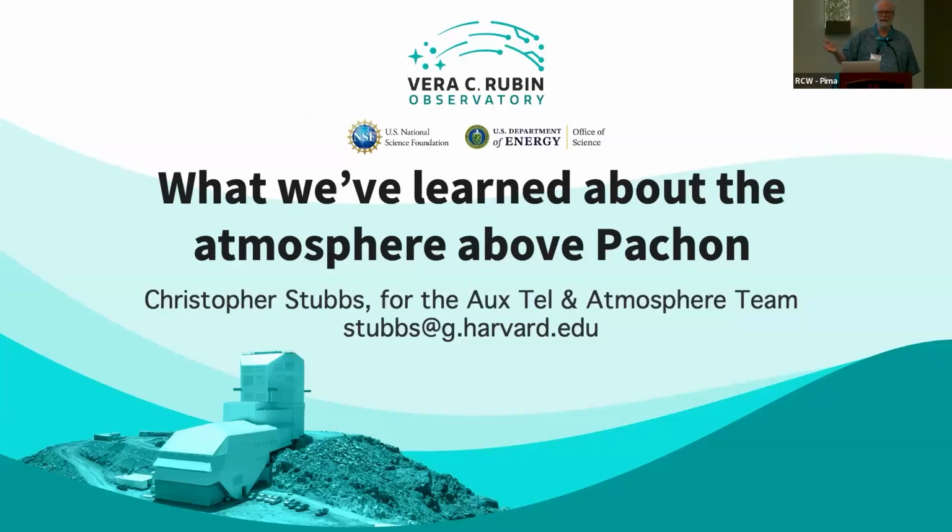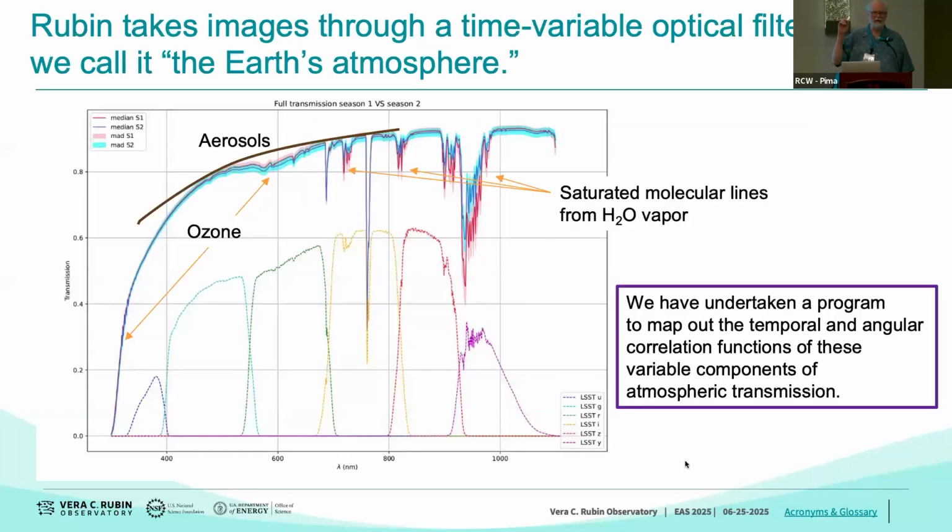Furthermore, we have phenomenal colleagues, Eli and Ilana, who I am absolutely convinced are going to nail all the problems just described about instrumental throughput and its challenges. And so let me talk about the other part of the problem: every time we take a picture from Rubin, we're taking it through a time variable optical filter, which we happen to breathe on a daily basis. So here's the throughput of the Earth's atmosphere.